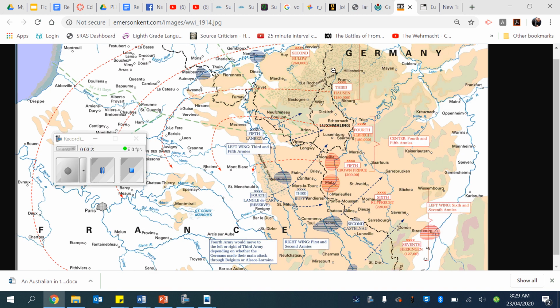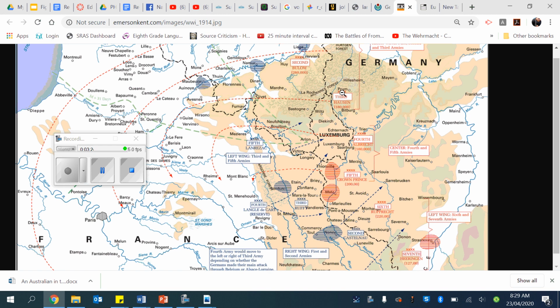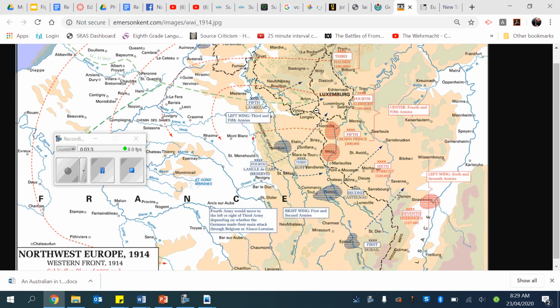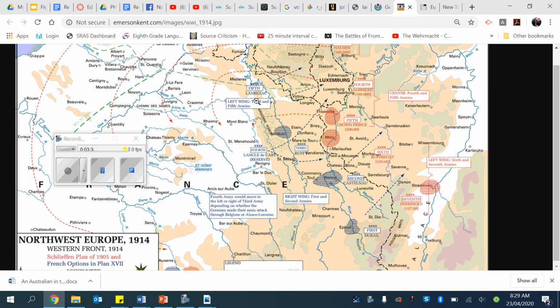Let's look at the Ardennes forest in here. Really, really dense forest. Really hard to navigate with a large army. Okay, so that's another big obstacle here. Down here is the Argonne forest, another dense forest. And down here you have the Vosges Mountains, okay, a really high mountain range.